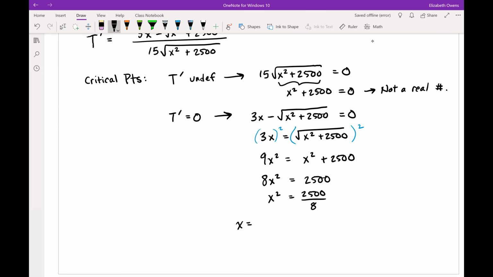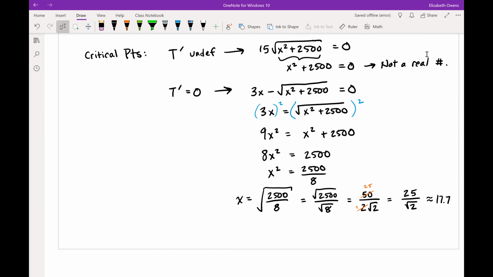All right, x is going to equal the square root of 2500 over 8. And again, we can assume that that's a positive square root in this case, because remember that x is referring to a distance. So that would be root 2500 over root 8. Okay, square root of 2500 is 50. Square root of 8 we can simplify to 2 root 2. Reduce that guy down a little bit.